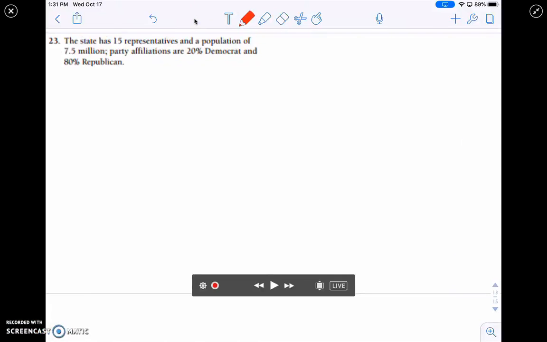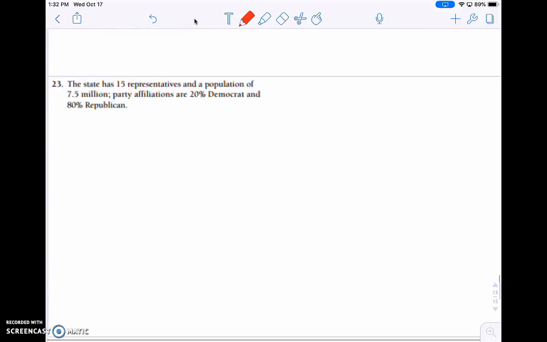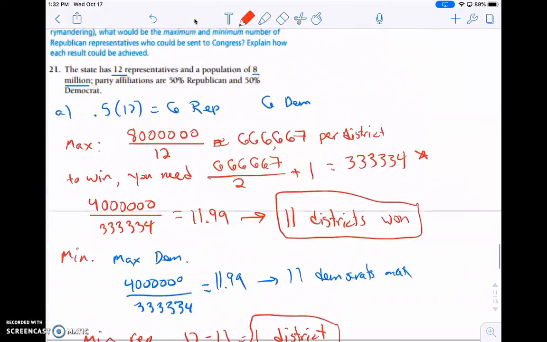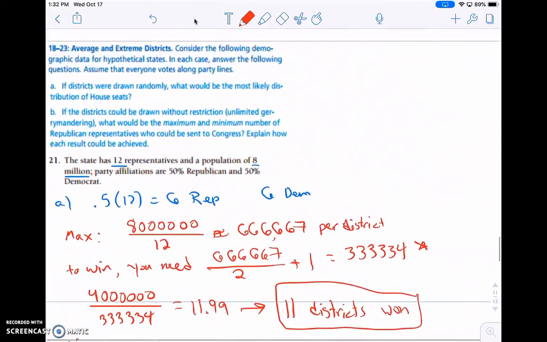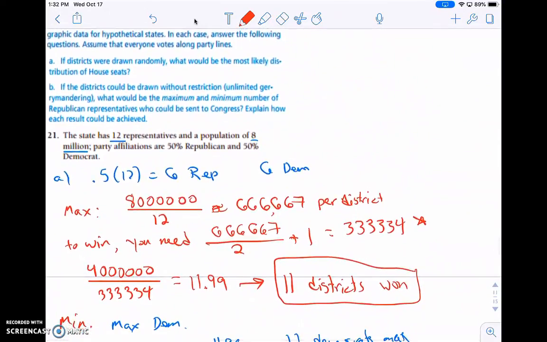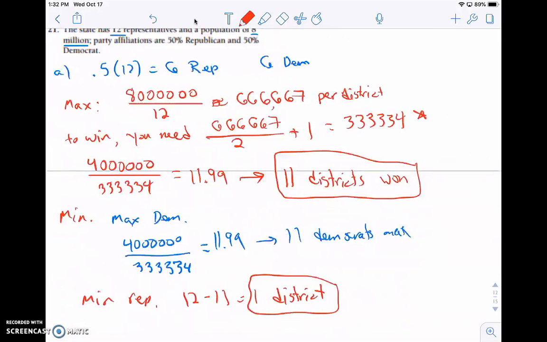Okay, this is part 3, Unit 12D, and in this question we're piggybacking off the question we had before. We're looking at if districts were drawn randomly with the given state, what would be the most likely distribution of the House, and if they could be drawn without restrictions, what would be the maximum and minimum number of Republican representatives who could be sent to Congress.